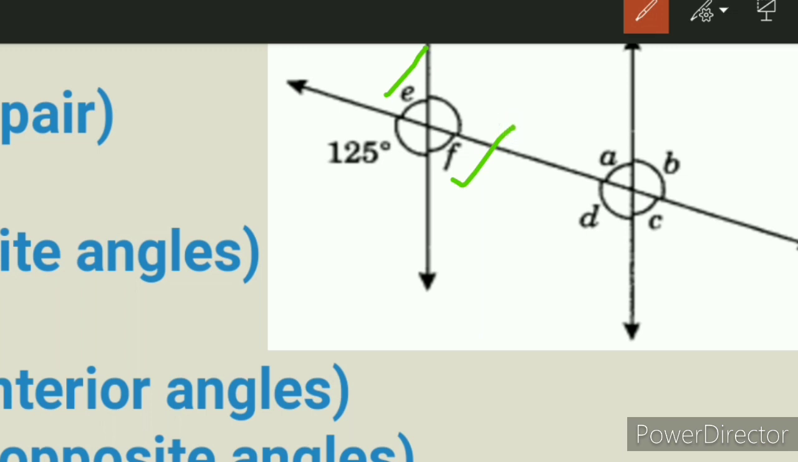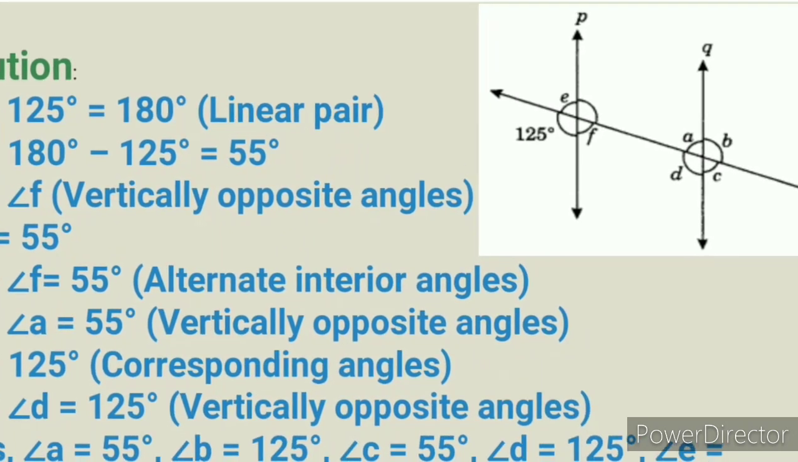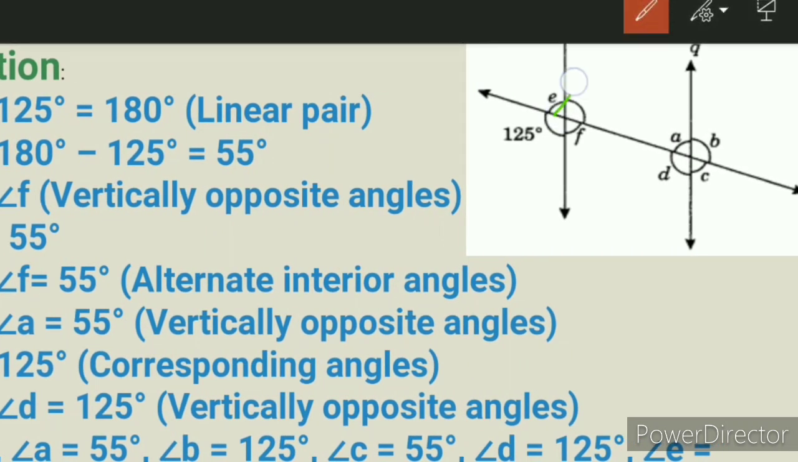E and 125 are a linear pair of angles, isn't it? Linear pair of angles are supplementary. How do you find the measure of angle E? Yes, we subtract from 180. That is the first step. You will get angle E measure is 55 degrees. E and F are vertically opposite angles. They are equal, no? Yes. Therefore, angle F is also 55 degrees.